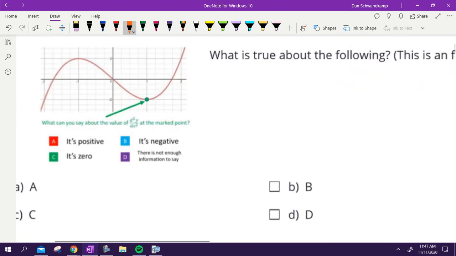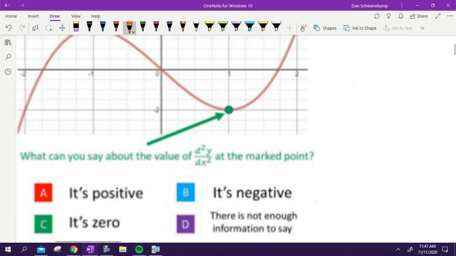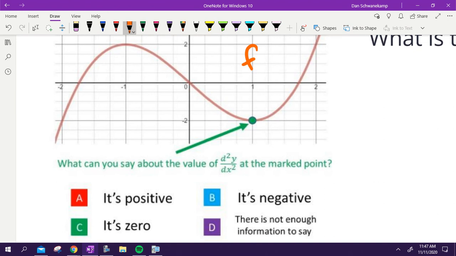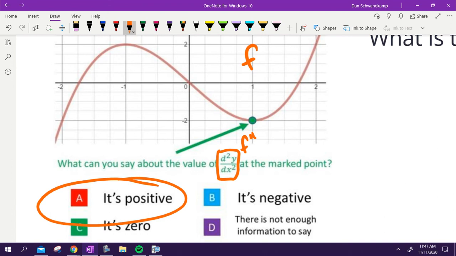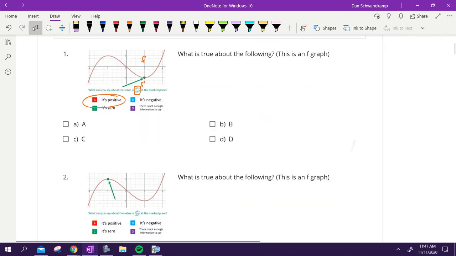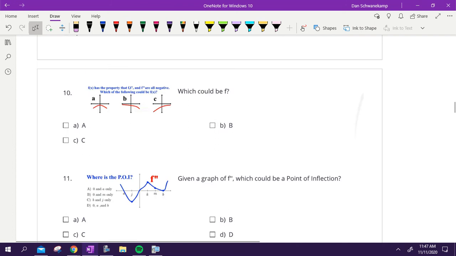But number 1 here, this is an f graph. They said this is an f graph. What can you say about the value of d squared y over dx squared? What does that mean? The second derivative at the marked point. What am I looking for on an f graph to talk about the second derivative? Concavity. What is true about the concavity right there? It is concave up like a cup. And if it's concave up like a cup, it's positive. That's been one of the most missed questions of the day. Hopefully it's just a matter of getting used to those questions because we didn't have the same issues after that. But there's number 1.